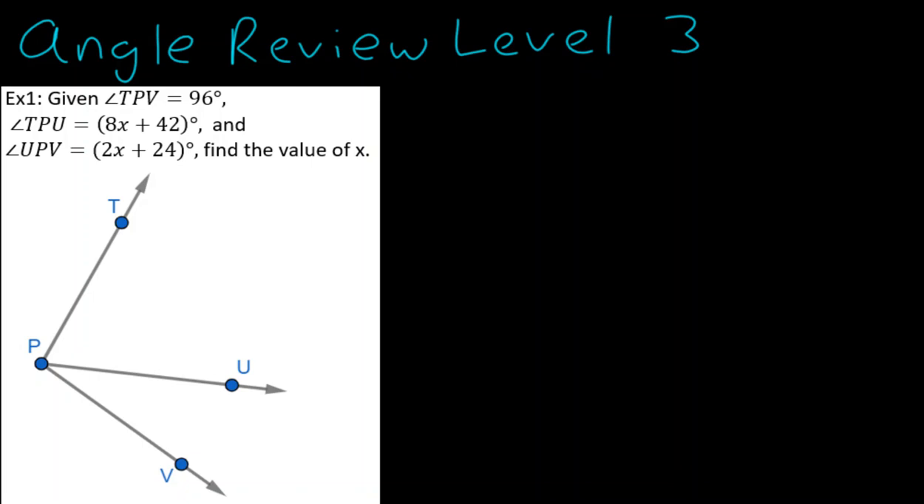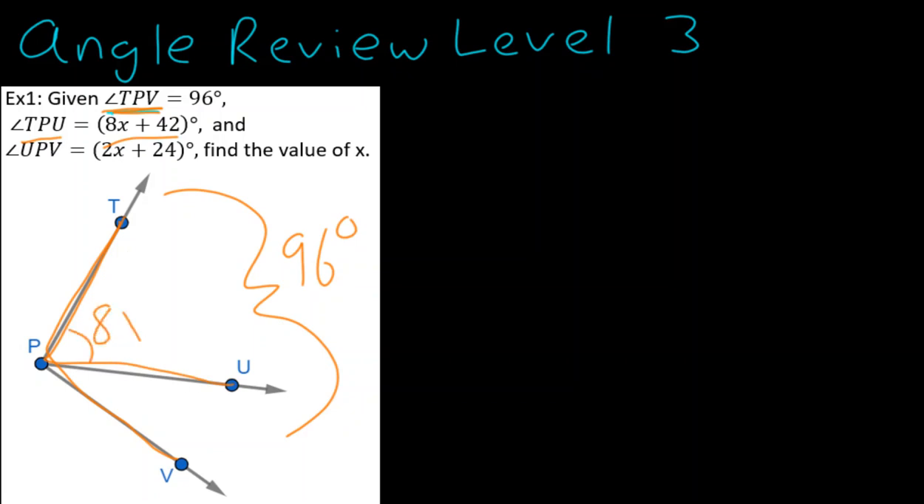So example 1 says this: given angle TPV, so we want to start at T and go to P and then go to V. I'll use this color instead. So from T to P to V, or aka this whole thing, we know that that's going to be 96 degrees. And we're given that TPU is 8x plus 42. So I go from T to P to U, and I know that that will be 8x plus 42. Lastly, I have UPV is 2x plus 24, so I'll use 2 arcs to show that that's different, and we'll write 2x plus 24.